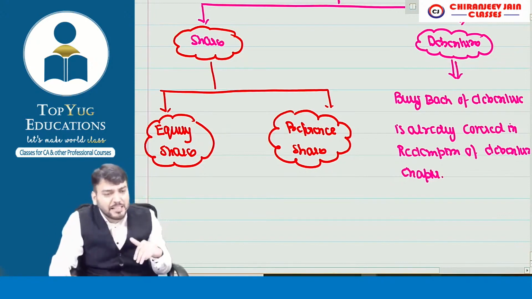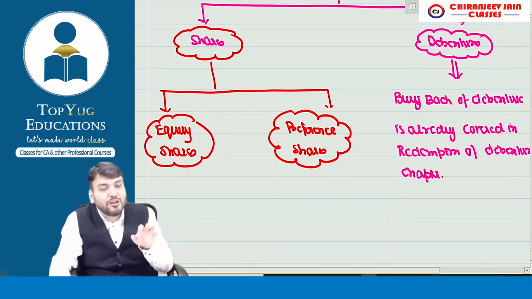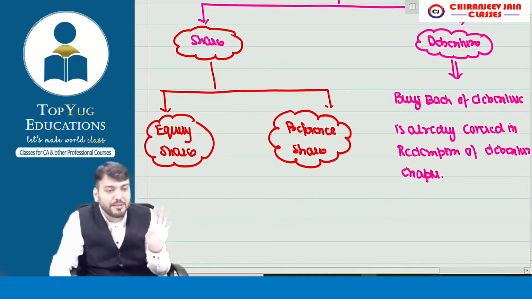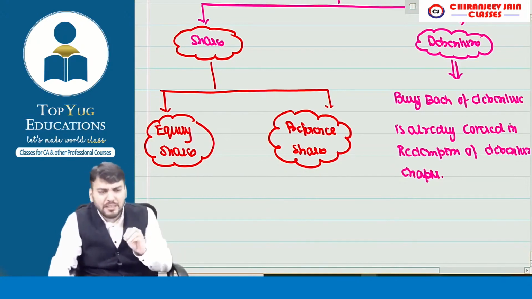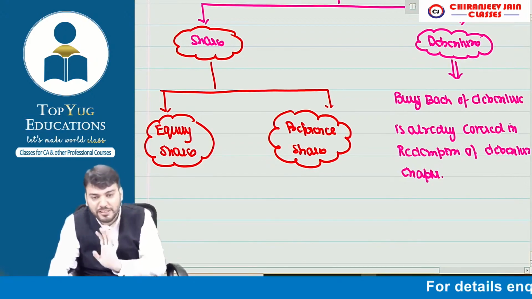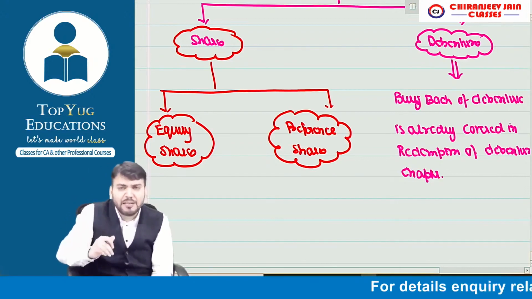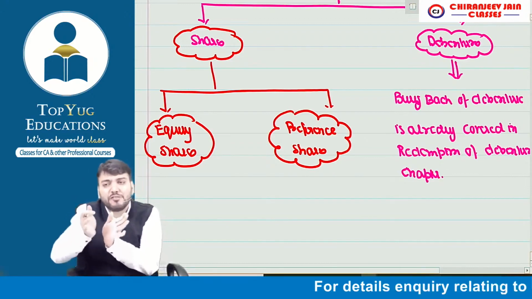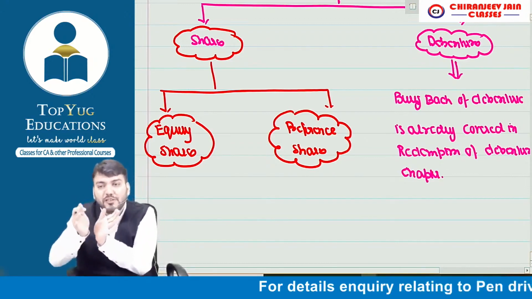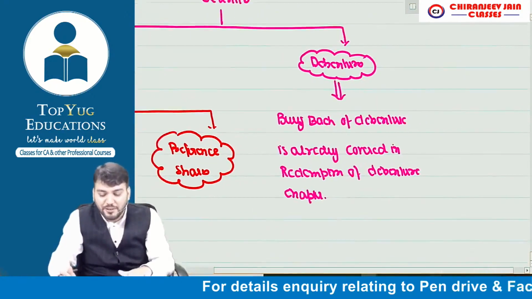But as per Companies Act, preference shares are always redeemable. So if they are redeemable, the question of repurchase should not arise. Even though we can repurchase before the maturity date. But if I say buyback, why was this concept introduced? Are you getting what I am saying?